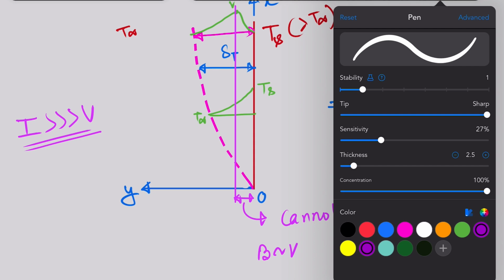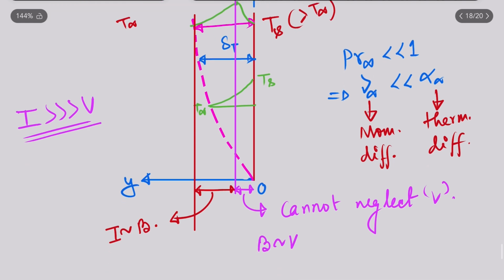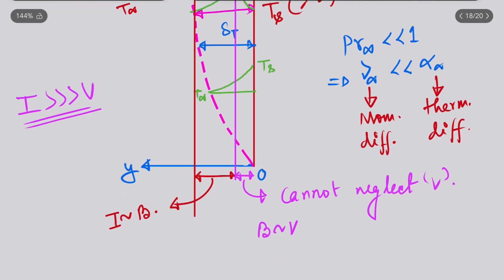So let me draw with a different color again. So in this part, the viscous effect will be negligible, and here actually the inertia force will compete with the buoyancy force. So here the inertia force is there because the temperature difference is there and the buoyancy is there. Okay, so I think this is clear, and this kind of analysis is a kind of a feeling.